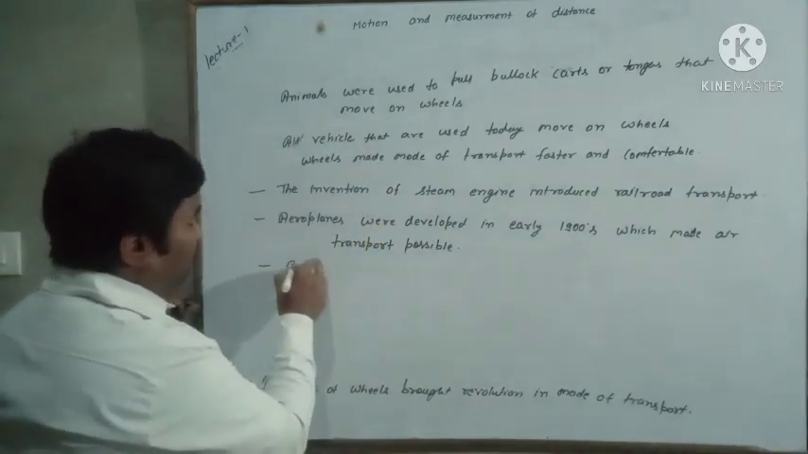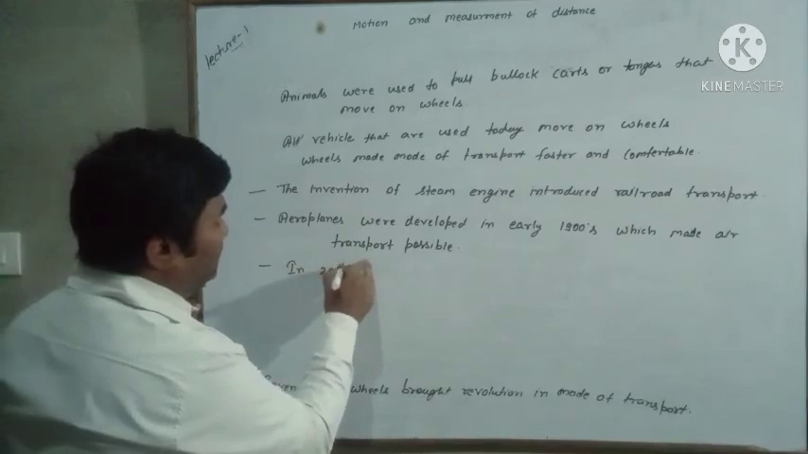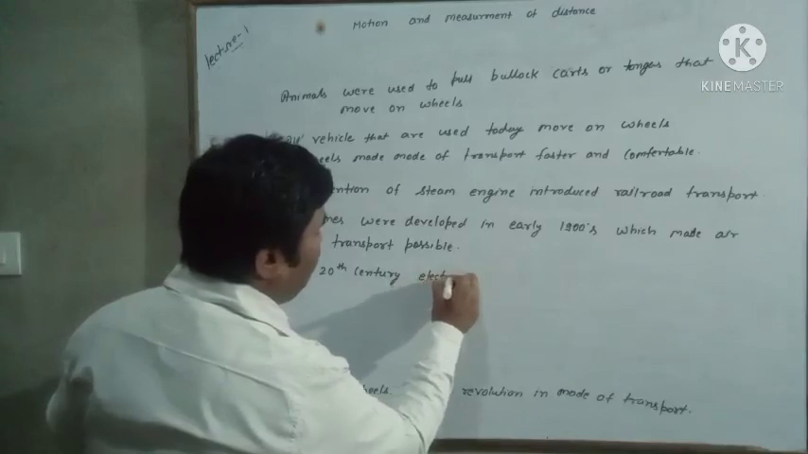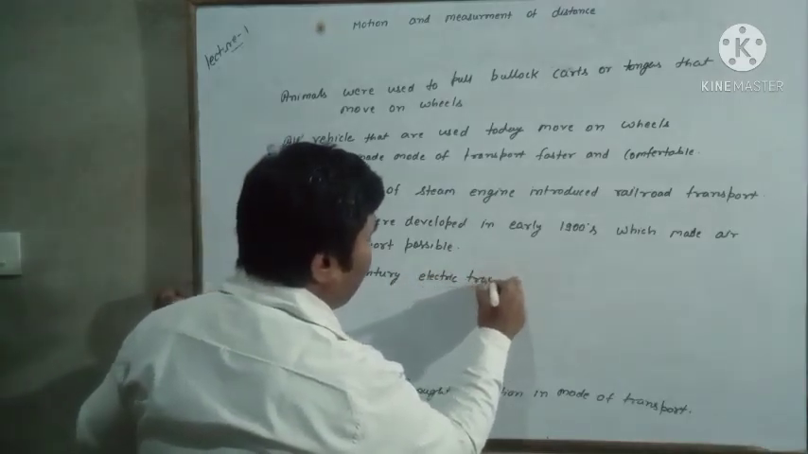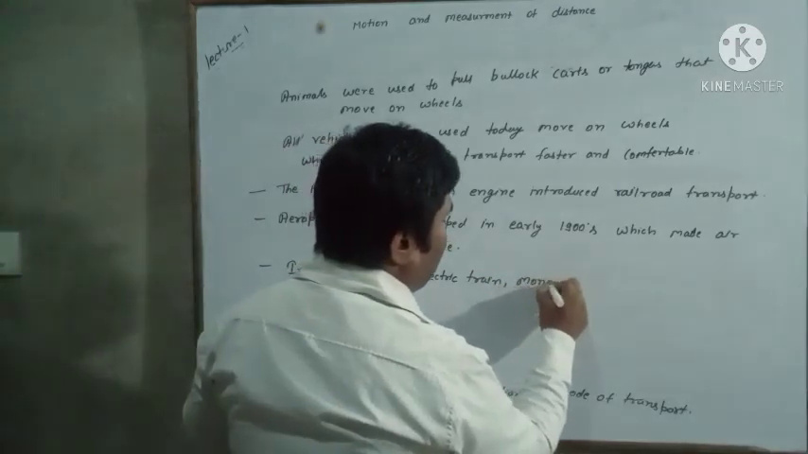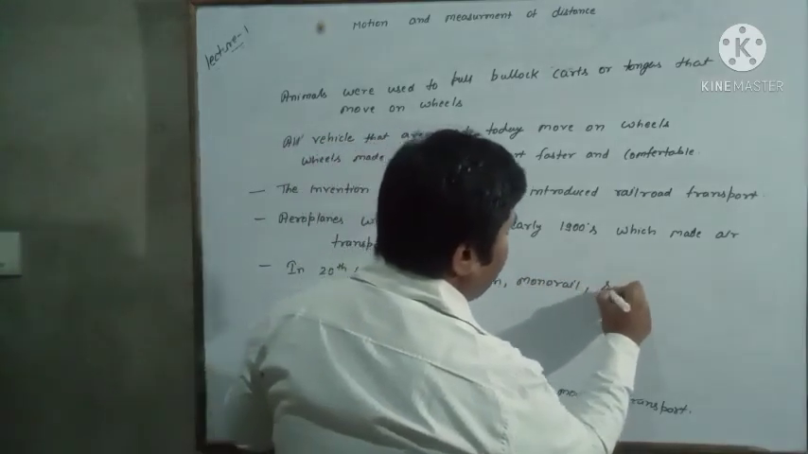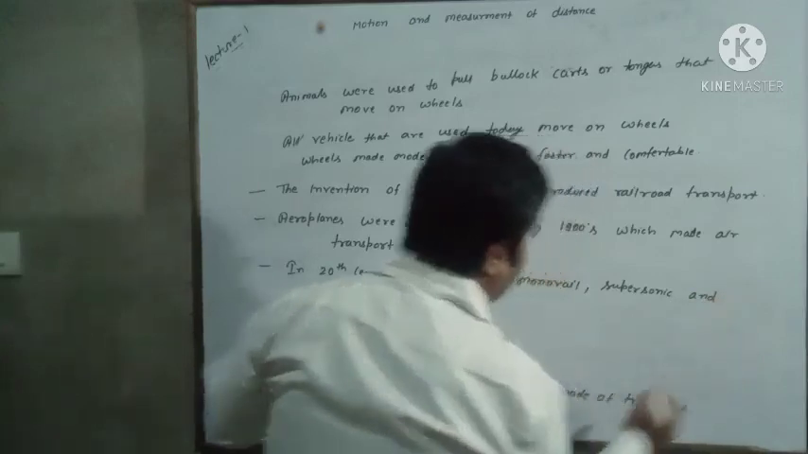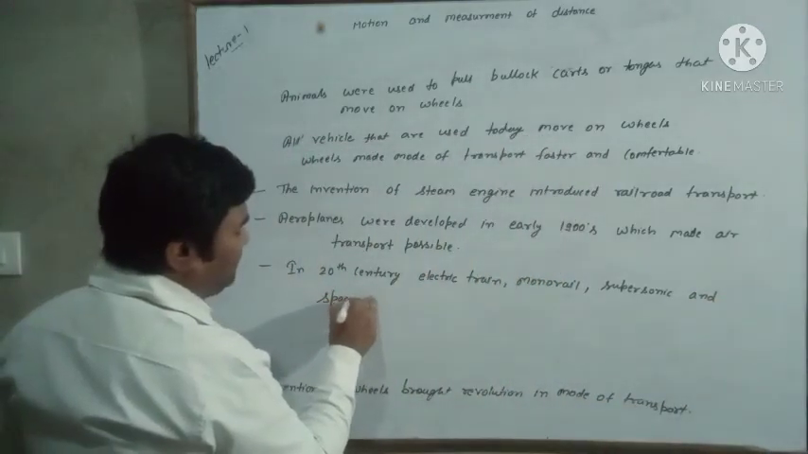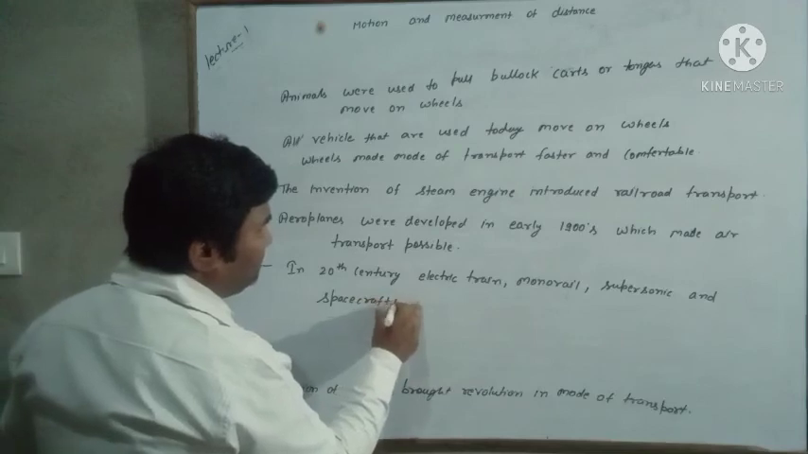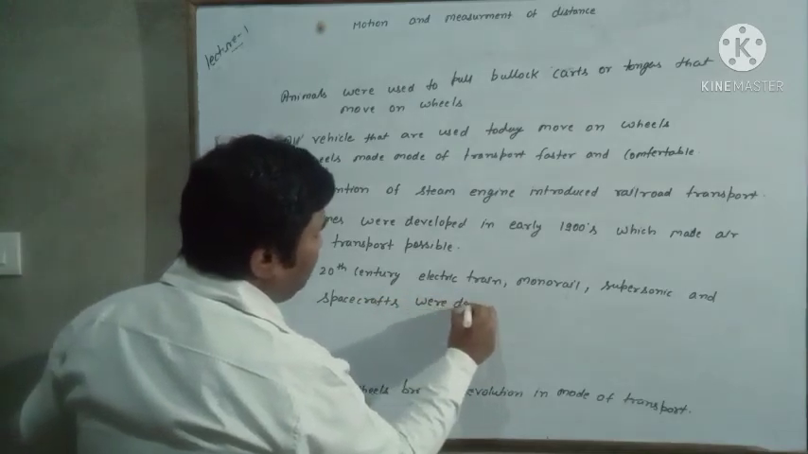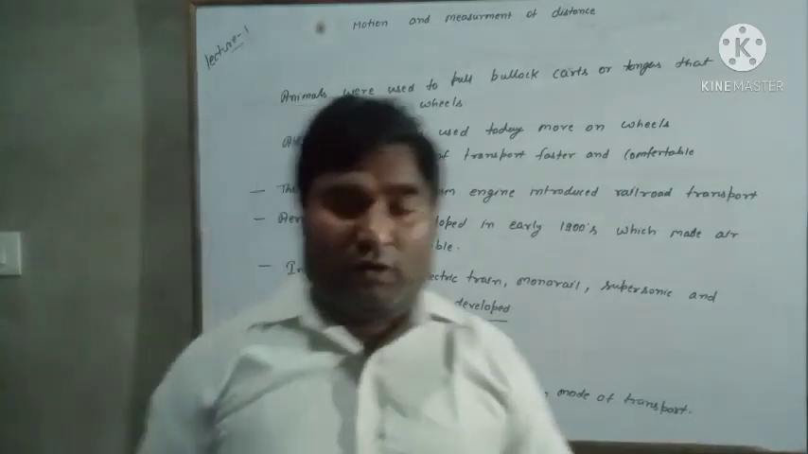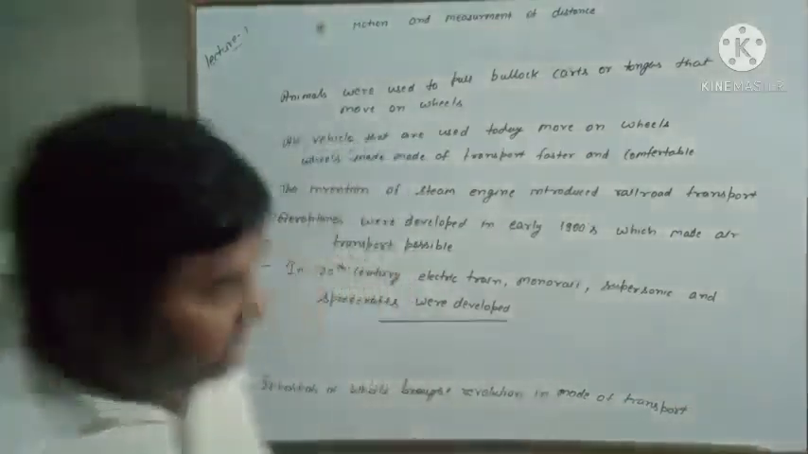Okay, in 20th century, electric train, monorail, supersonic and spacecrafts were developed. This is the course of development of transport.